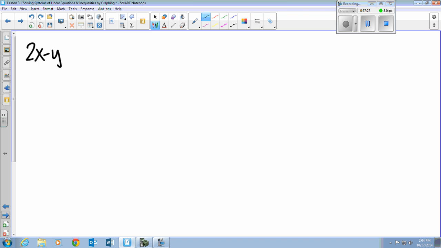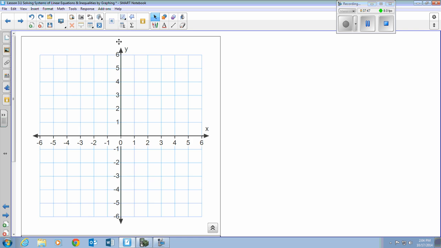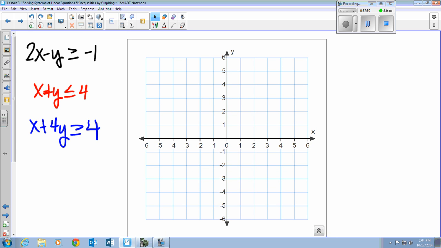We are going to graph 2x minus y is greater than or equal to -1. And we're going to graph x plus y is less than or equal to 4. And we're going to graph x plus 4y is greater than or equal to 4, all on the same axes. And then we're going to answer questions that follow. When I graph 3 lines, they form a figure. I want to know the coordinates of the vertices, the little corners of the figure. And I want you to shade the feasible region.